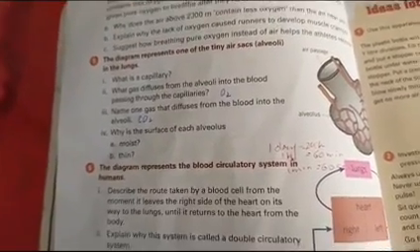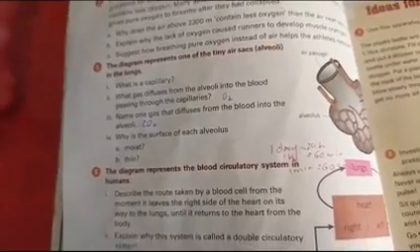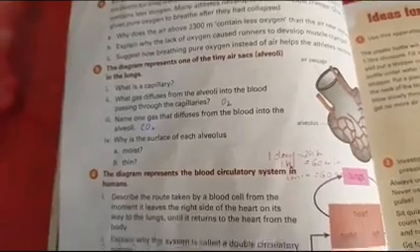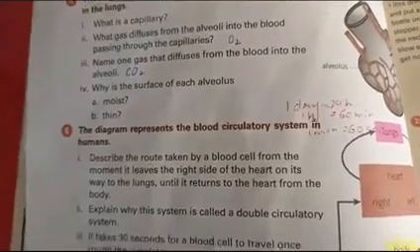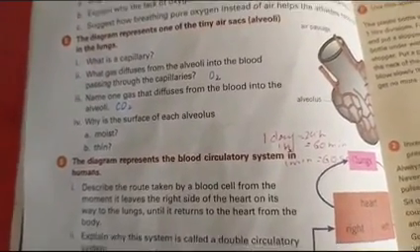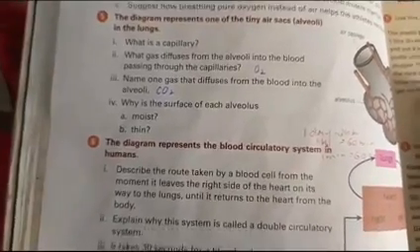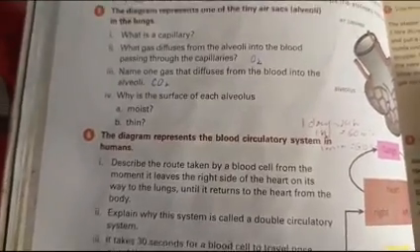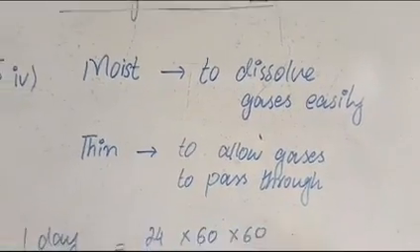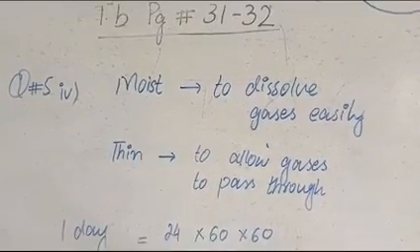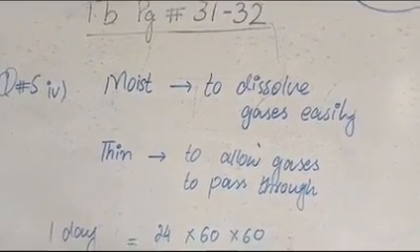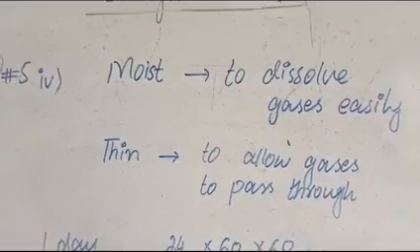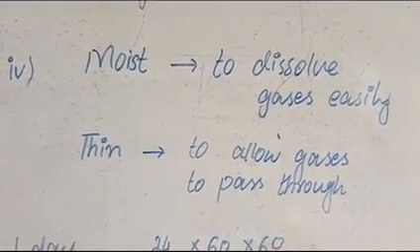Next statement, name one gas that diffuses from the blood into the alveoli. Now the blood is going towards the lungs, so which gas will the blood carry? That will be CO2, carbon dioxide. Next, why is the surface of each alveolus moist and thin? The wall is moist so that the gases can dissolve easily. And if they are thin, they allow the gases to pass easily through them.